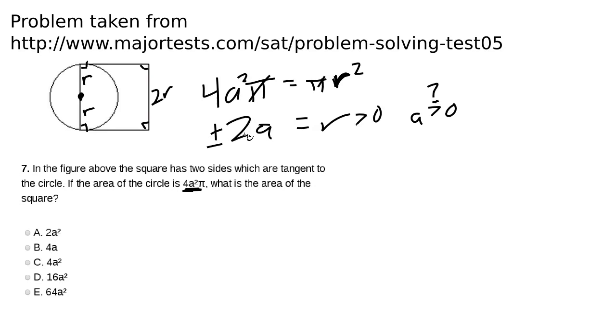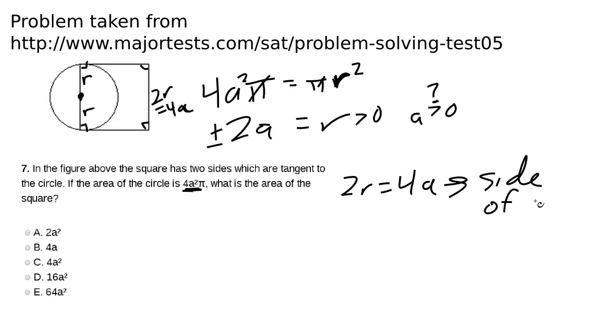If 2a equals r, then 2r equals 4a, which is the side of one side of the square.